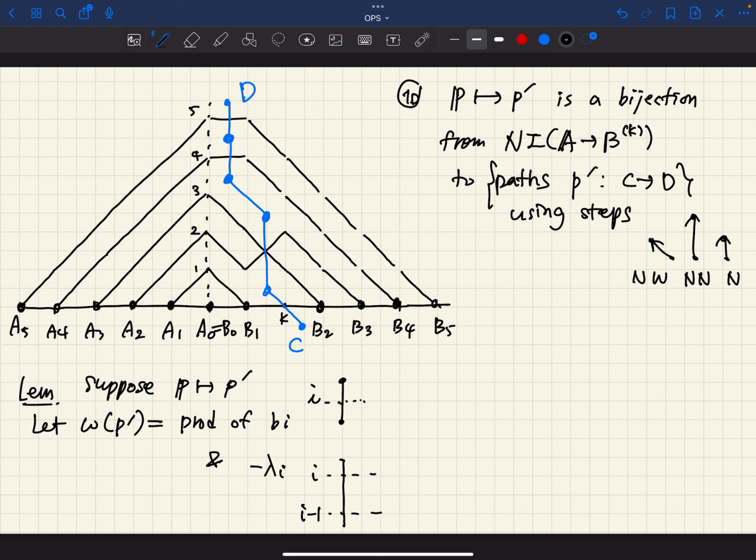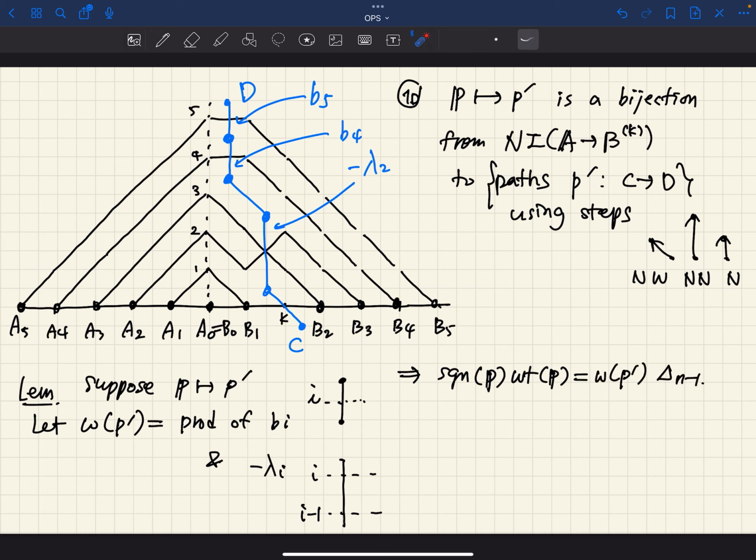So in this case, what is the weight of this? This has weight minus lambda 2. This has weight b4. This has weight b5. Then what is the total weight, including the sign and the weight? This is the weight of P prime and delta to the n minus 1. Why is that?